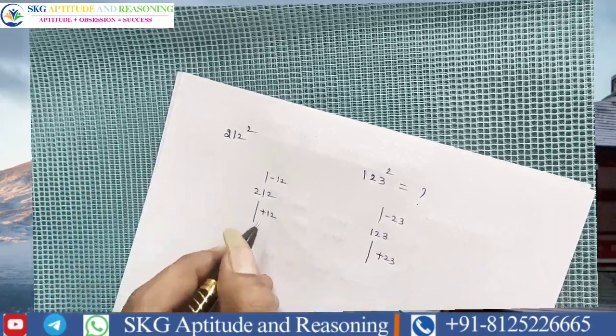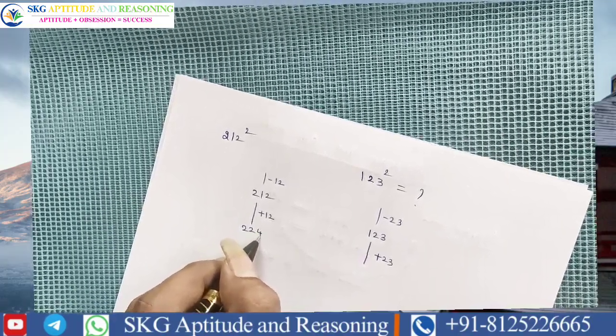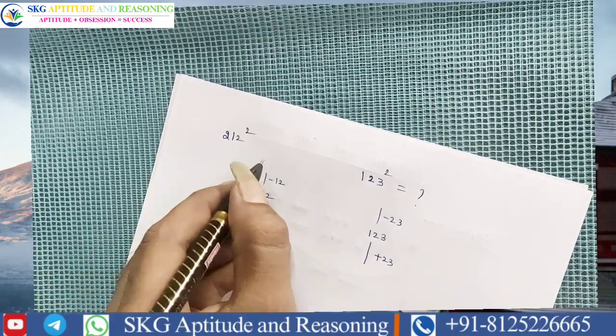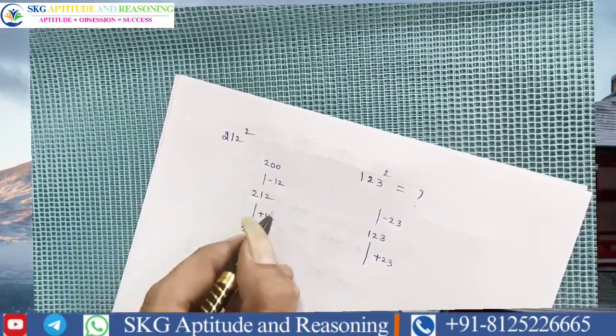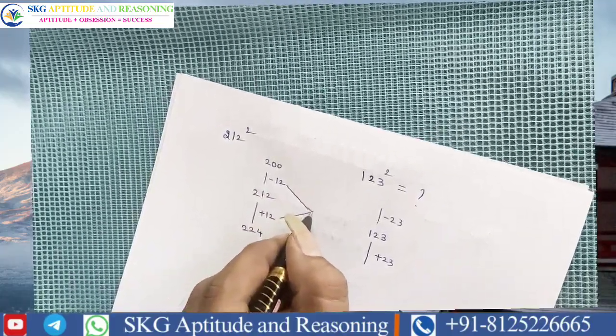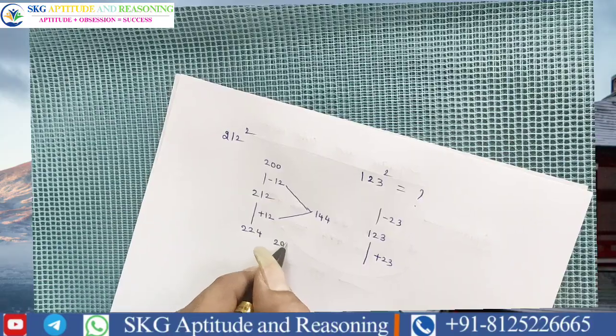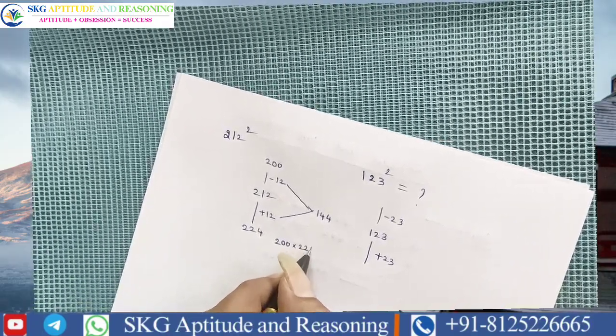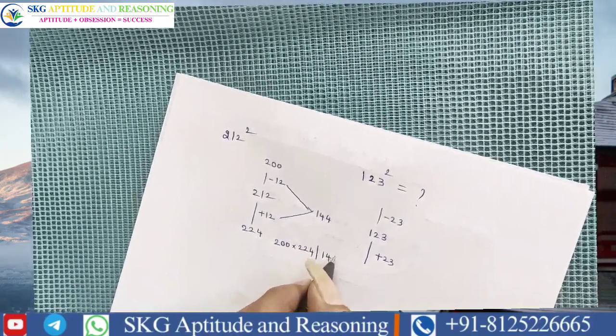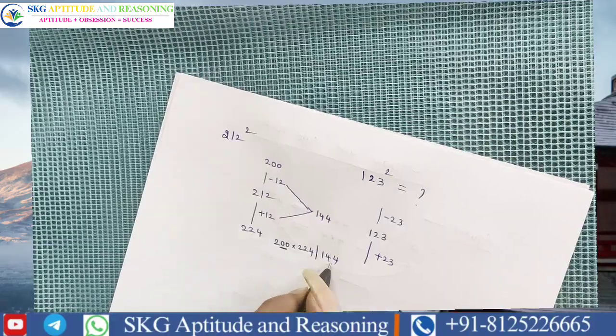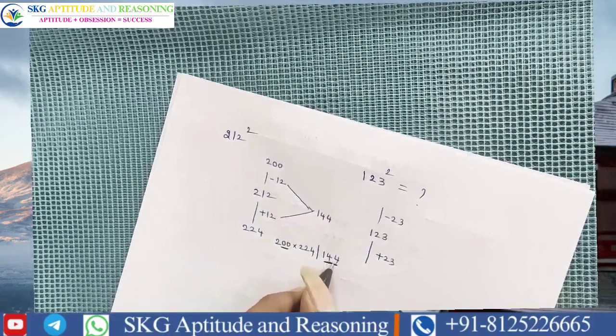If I add 12 to 212, it becomes 224. If I subtract 12 here, it becomes 200. What is the value of 12 square? 12 square is 144. Now multiply a plus d into a minus d, bar 144. Here 2 zeros are present, so retain 2 digits on the right side.